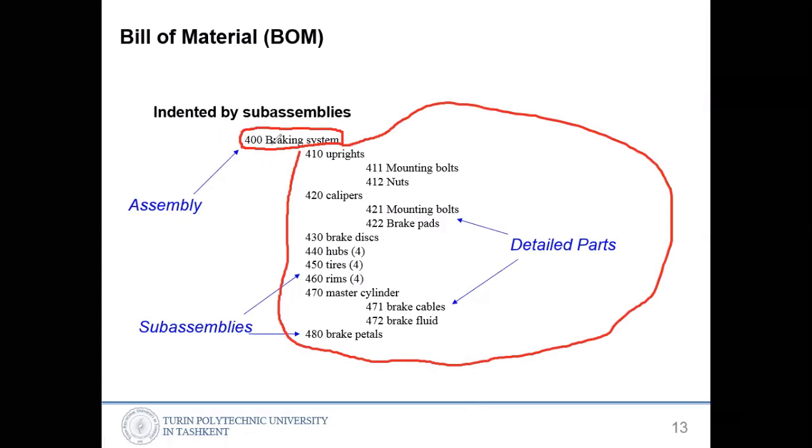So an assembly might have sub assemblies. This 410 uprights is a sub assembly inside this braking system assembly. We managed the numbering so that if the braking system is 400, we can use the next digits like 10, 20, 30, 40. So all are included in the 400. That's why all our numbers include the number 4 in the beginning: 410, 420, 430, 440.